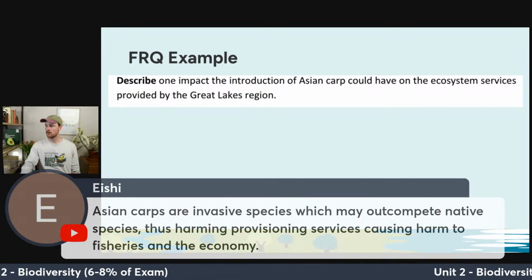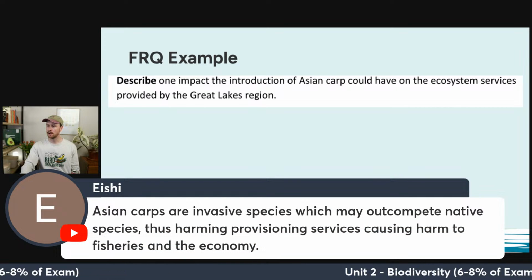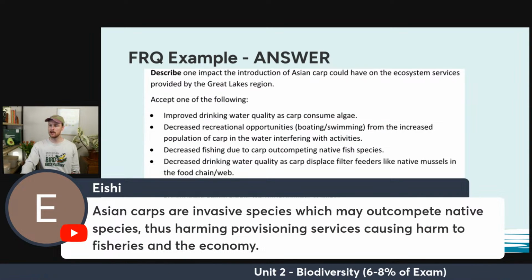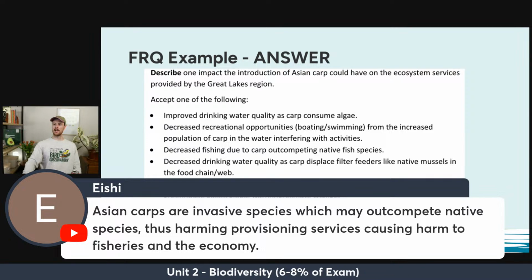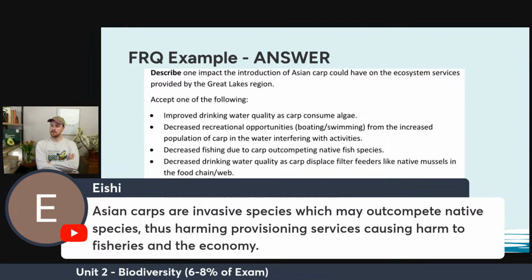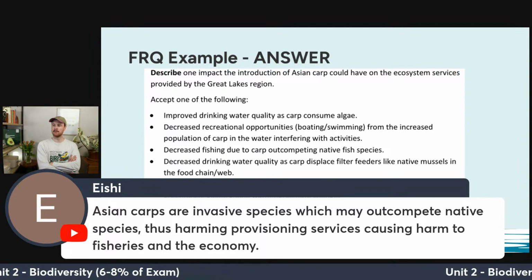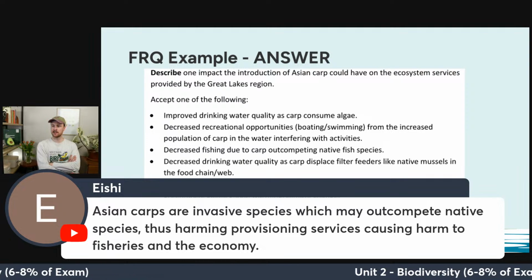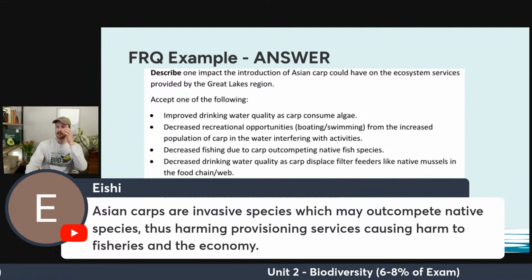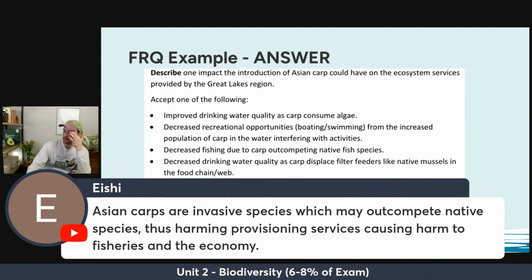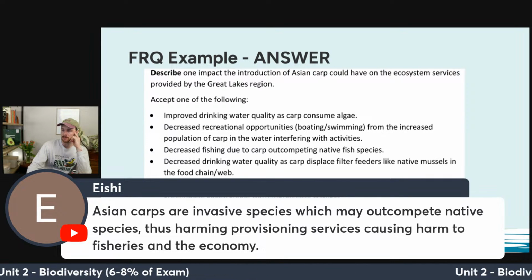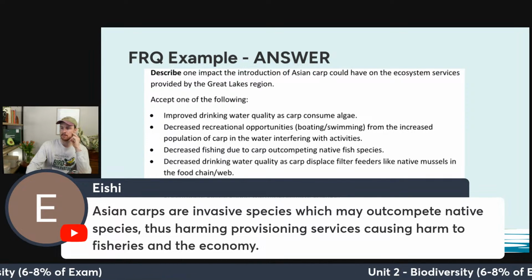Oh, now this one might be Aishi again. Nice. This one might work. Asian carp are invasive species which may outcompete native species, thus harming the provisioning service, causing harm to fisheries and the economy. That should work. Decrease fishing due to carp outcompeting native fish. Yeah, you'd get this third bullet point here.